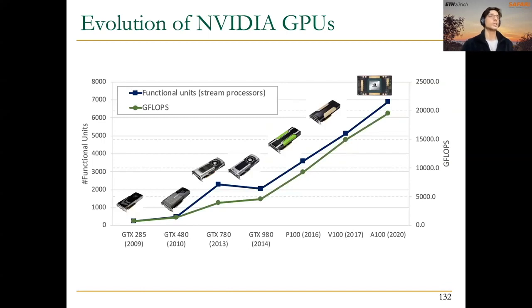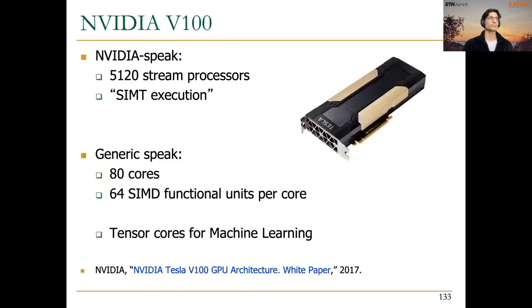But over the years, over 11 years, GPUs have increased their performance and the number of functional units, and also their energy efficiency, by the way, significantly. And you see they are much more powerful, from, I don't know, maybe 200 functional units to almost 7,000, right? So you see how the processors have improved.